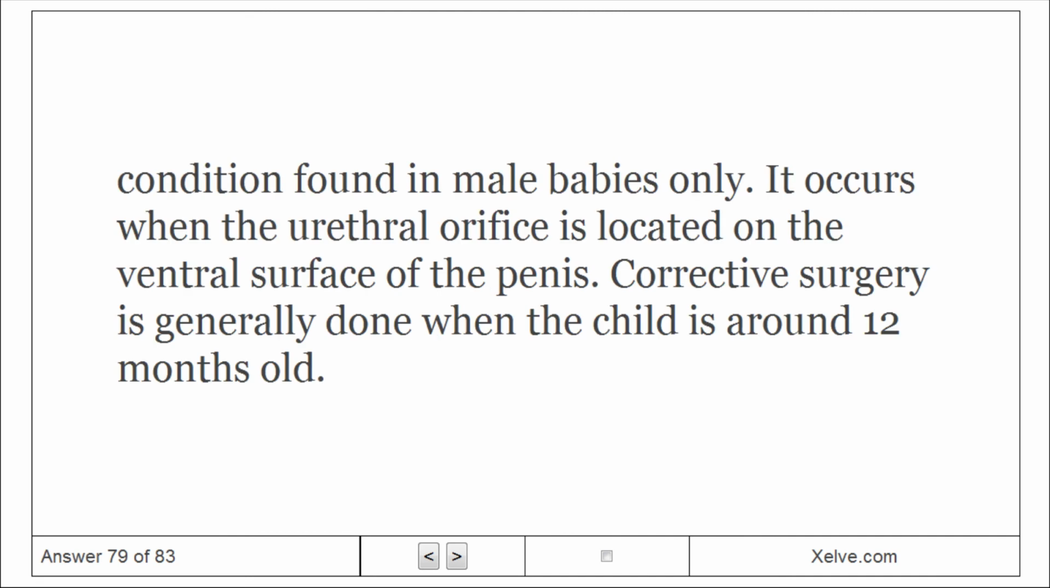Hypospadias. Condition found in male babies only. It occurs when the urethral orifice is located on the ventral surface of the penis. Corrective surgery is generally done when the child is around 12 months old.